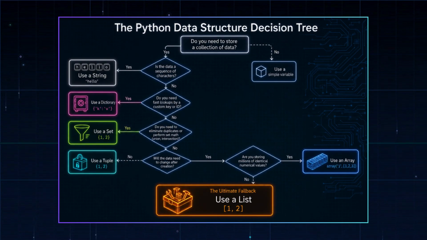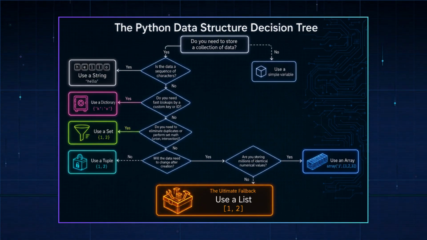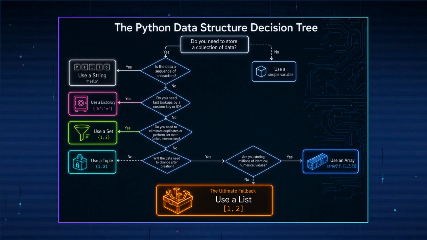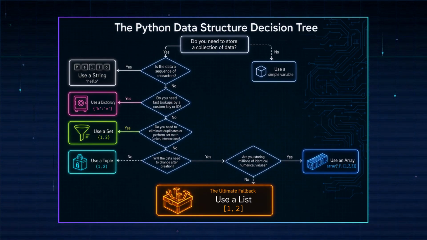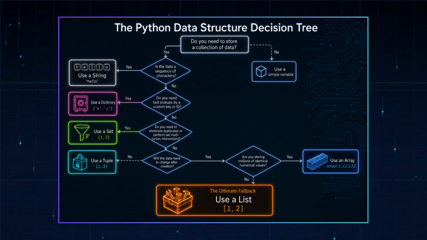So, decision time. Need lookup by a custom ID? Dictionary. Need to kill duplicates? Set. Millions of numbers? Array. Otherwise, list for dynamic data, tuple if it should never change. That's the architecture. Happy architecting.